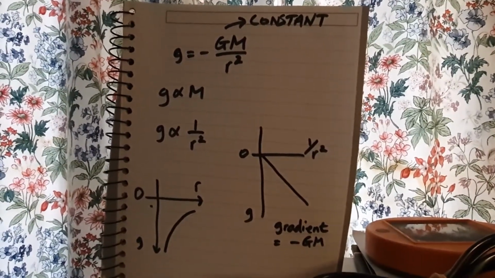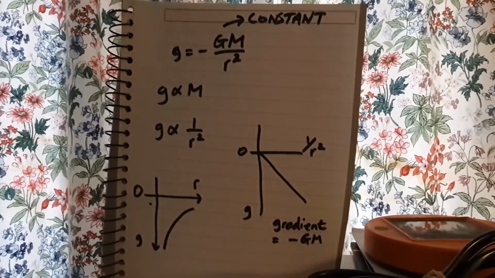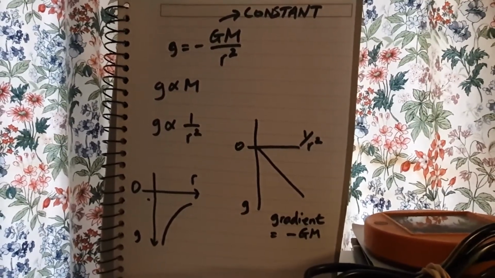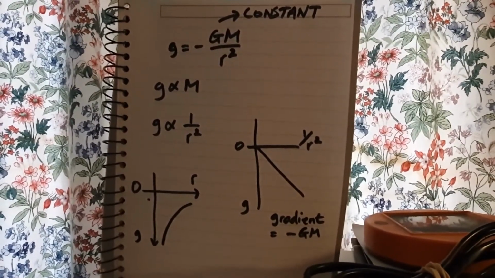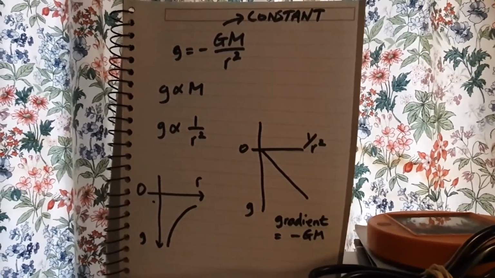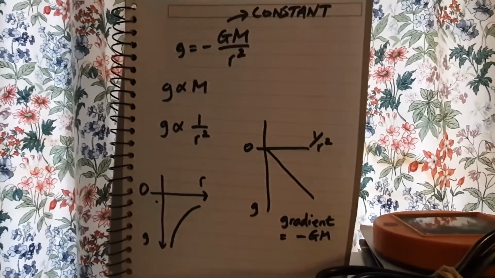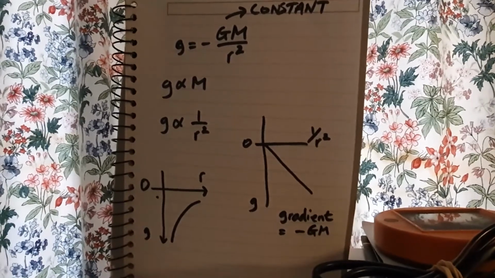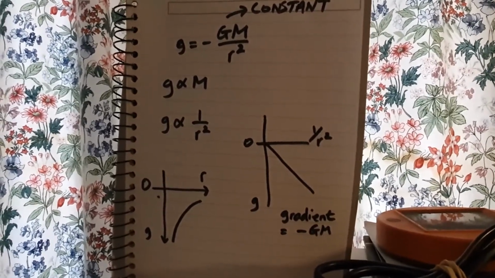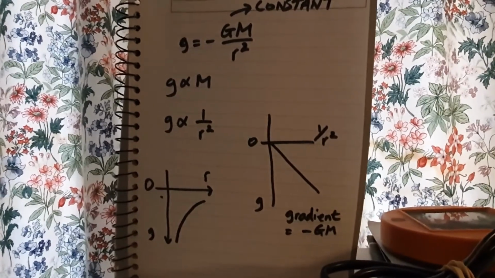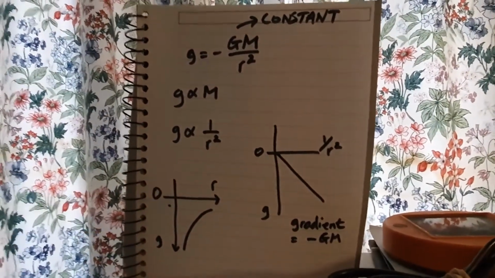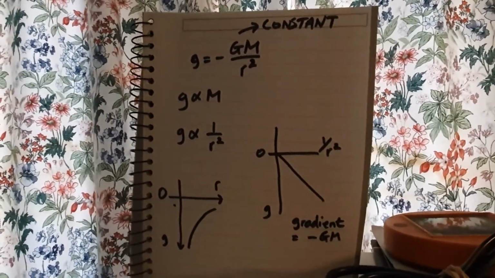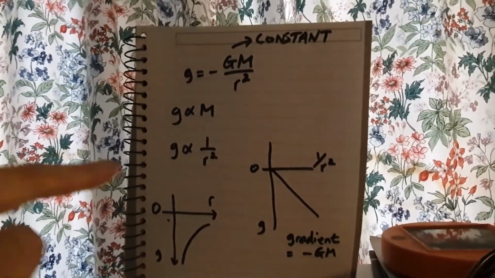Alright, so we can see that g is equal to minus GM over r squared, and you know that G is the gravitational constant, it's not the gravitational field strength constant. So from the equation you can see that g is proportional to M, g is proportional to 1 over r squared, and if we do a graph of g against r, that is the graph for this one. If you do a graph of g against 1 over r squared, you get a straight line, but it will be a negative gradient.